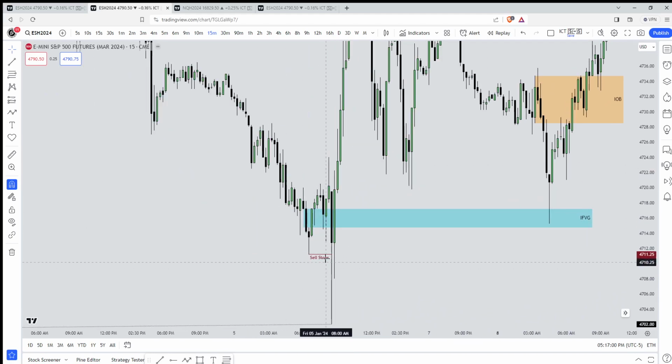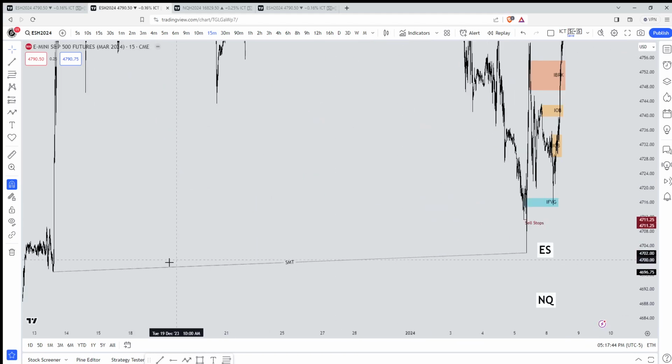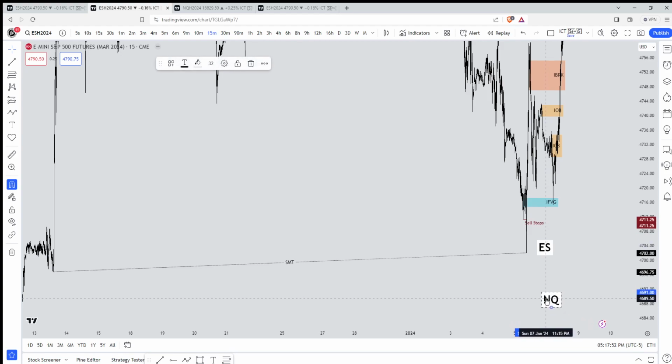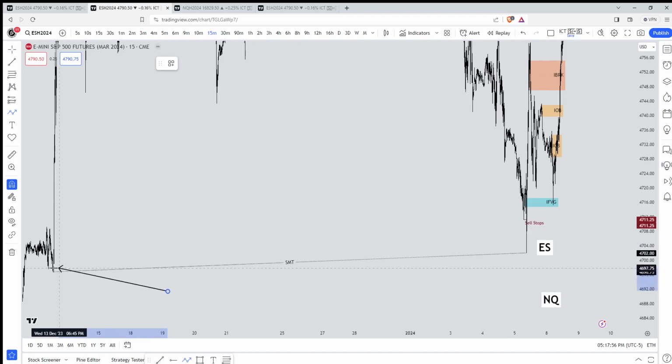As you can see, price took out sell side liquidity. Also, if you do zoom out, you'll see between this previous low and this low, we do have SMT with the NASDAQ. So ES is up here, NASDAQ is down here. If you do study the higher time frame chart, you'll notice that NQ engaged this liquidity down here.